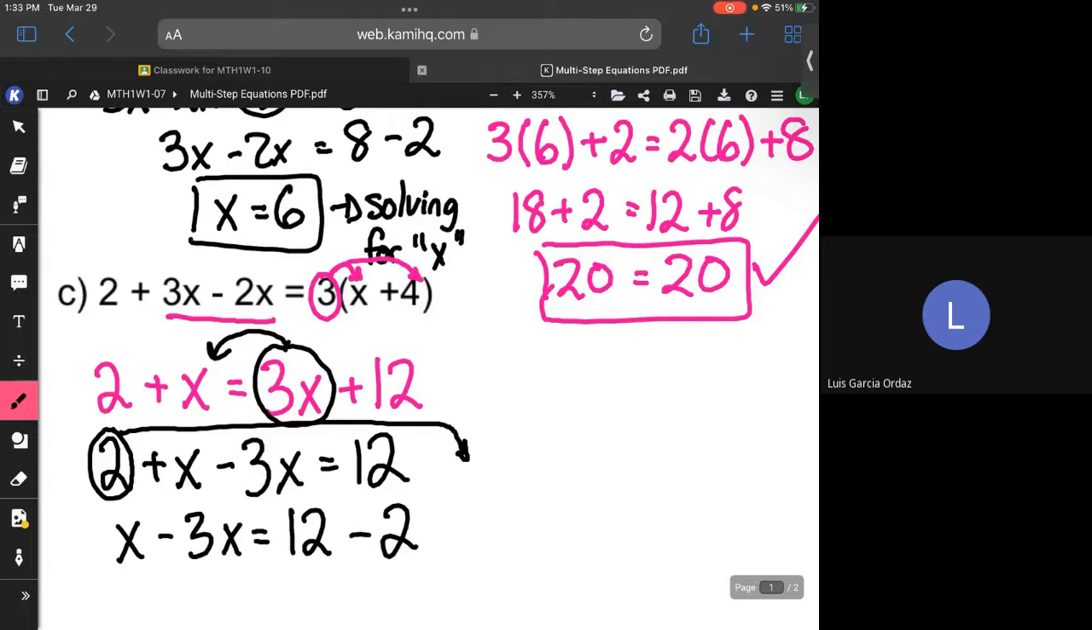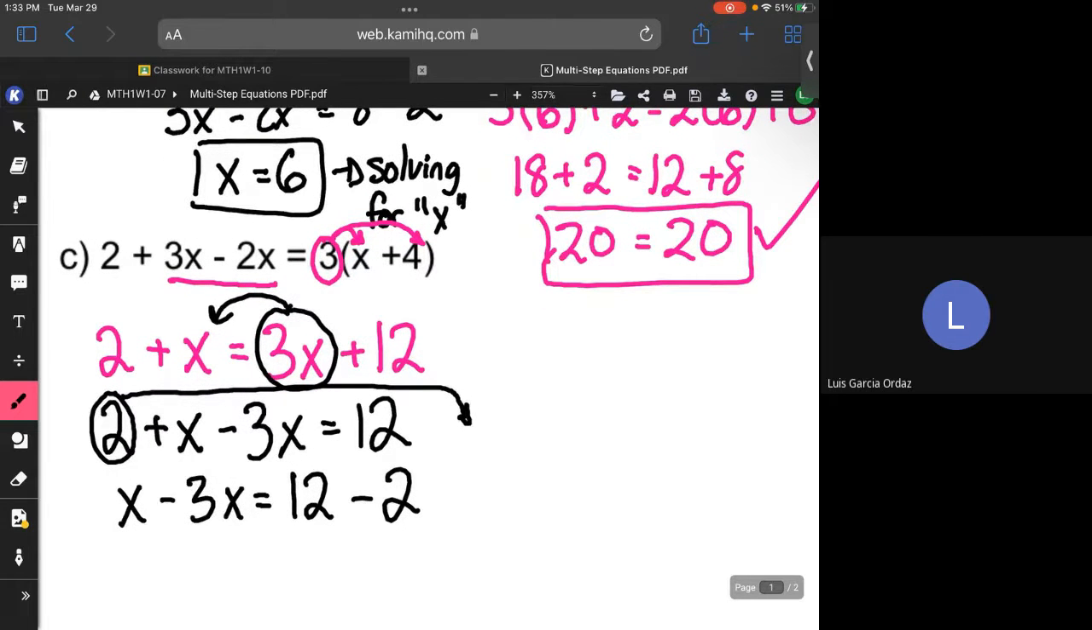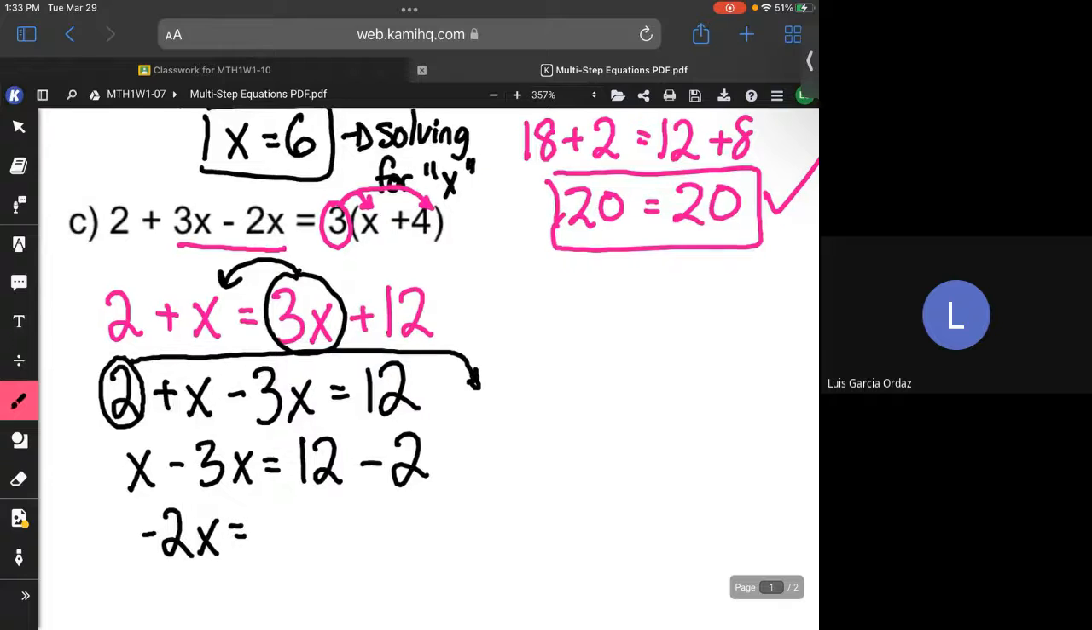So for my left side, can someone tell me what x minus 3x is going to give me? Alice. Negative 2. It's the same thing as saying 1 minus 3. So negative 2x. And what's on my right side? 10.